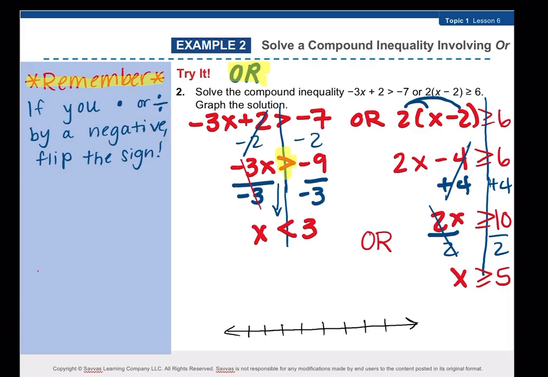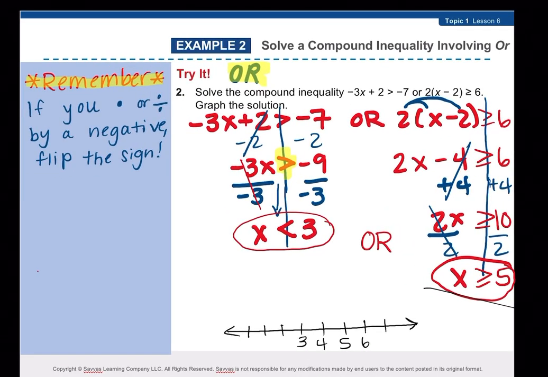So how am I going to graph this? Well, I know that x is less than 3. So I'm going to label my number line. Maybe I'll put 3 somewhere in the middle. And then my other solution is that x is also going to be greater than or equal to 5. So I'll make sure that 3 and 5 are both on this number line, maybe by putting 3 and 5 in the middle.